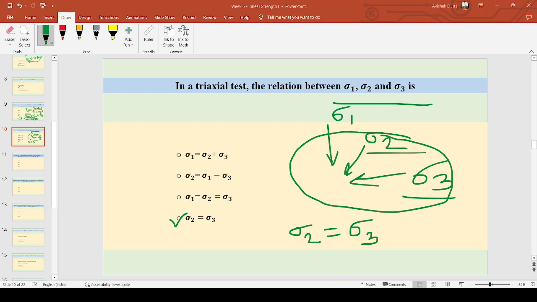I hope it is clear. This is the state of stress sigma 1, sigma 2 and sigma 3, where sigma 2 equal to sigma 3, and then we can find out the deviatoric stress as per the given relationship in the triaxial testing system.